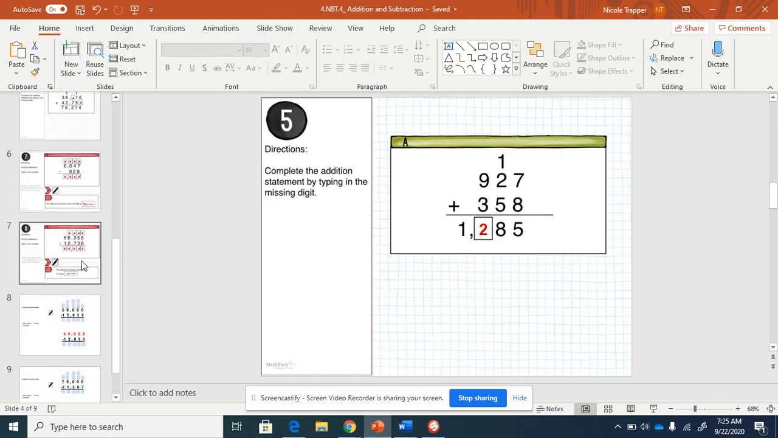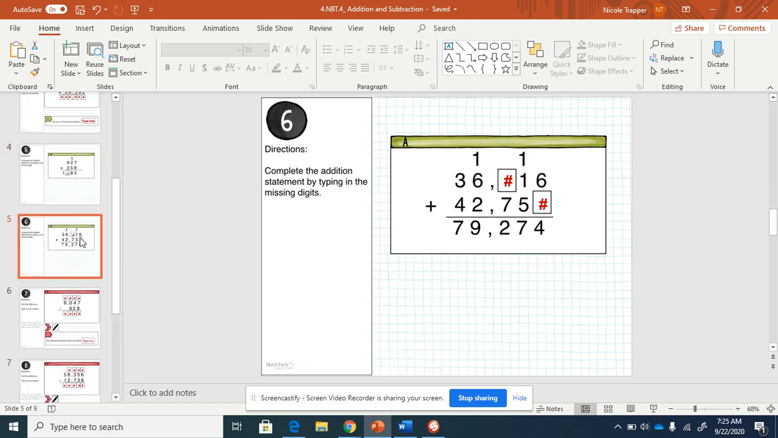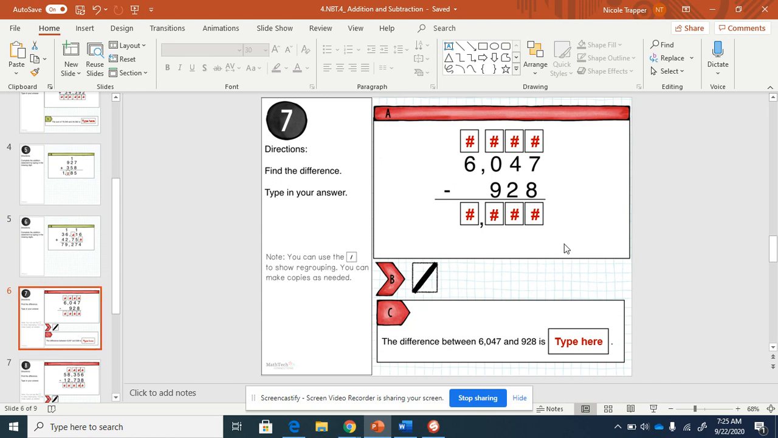Okay. So the next one will be your example to figure out the missing digits. Number 7, we're going to find the difference. And down here, we could use these to cross things out. So let's start in the ones column. 7 minus 8, I cannot do. So I need to cross out the 4. I need to make the 4.